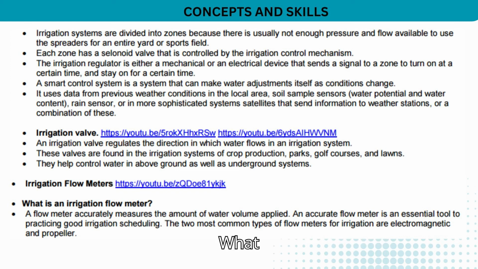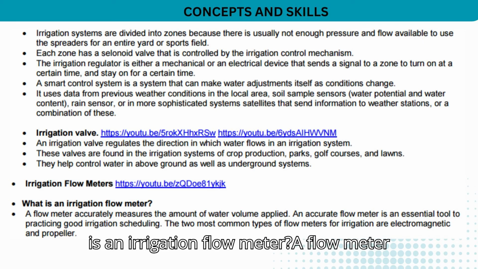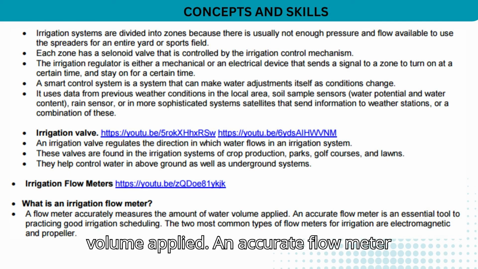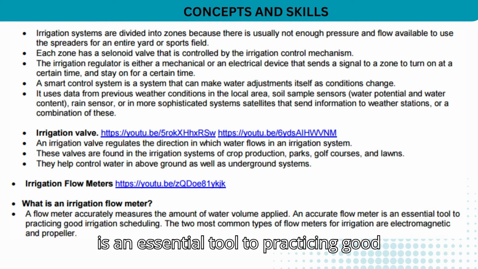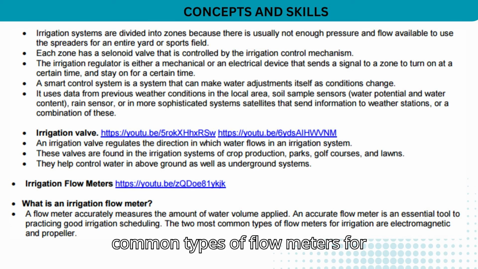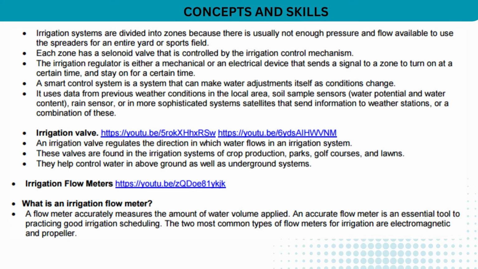Irrigation flow meters. What is an irrigation flow meter? A flow meter accurately measures the amount of water volume applied. An accurate flow meter is an essential tool to practicing good irrigation scheduling. The two most common types of flow meters for irrigation are electromagnetic and propeller.